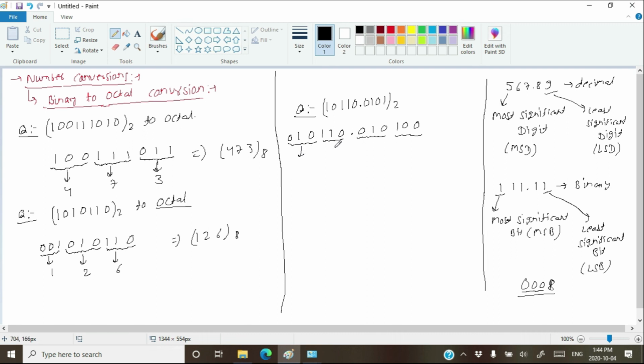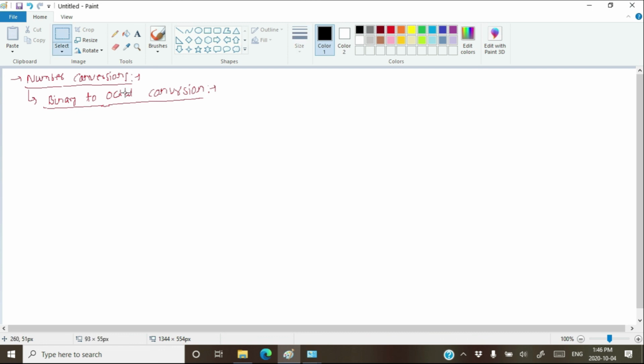Now convert all the numbers to decimal. So here it is 2, here it is 6, here it is 2, and here it is 4. So that will be 26.24 in octal. Next we will see binary to hexadecimal number.